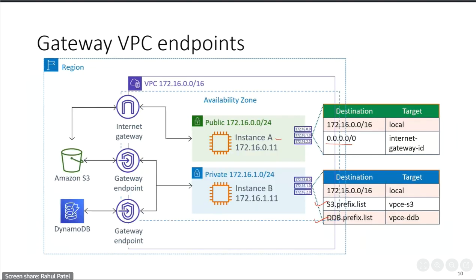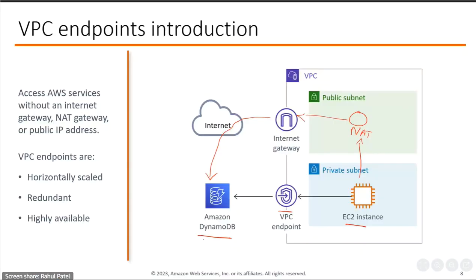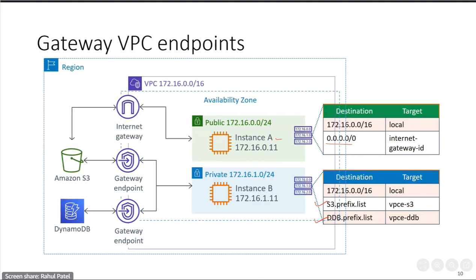So I hope this answers the question that we are addressing here: how can we keep our connections to AWS services private? The scenario here is, if we have services that are outside of the VPC, like S3, DynamoDB, or Systems Manager, and we want to access them from our VPC, like an EC2 instance wanting to access S3 or DynamoDB, this can be done with the help of VPC endpoints. And we have two types of endpoints.